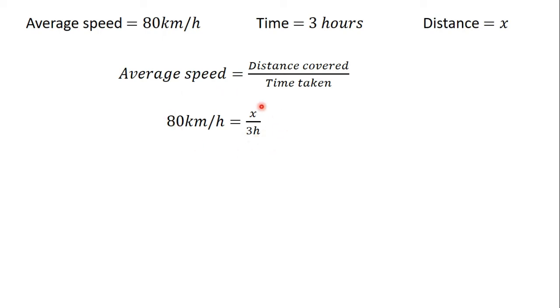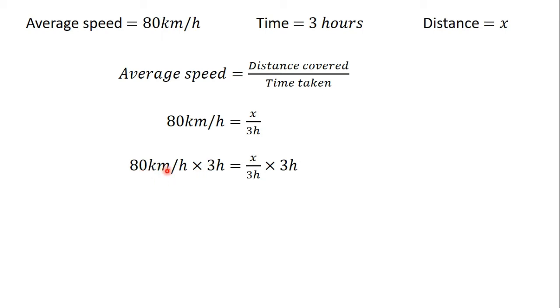We now have a linear equation. So we are going to solve this linear equation for X, which will give us the distance covered by the car in 3 hours. From linear equations, we know that to find X, we will have to multiply both sides by the LCM of the denominator. The denominator here is 3 hours. So you multiply both sides of the equation by 3 hours.